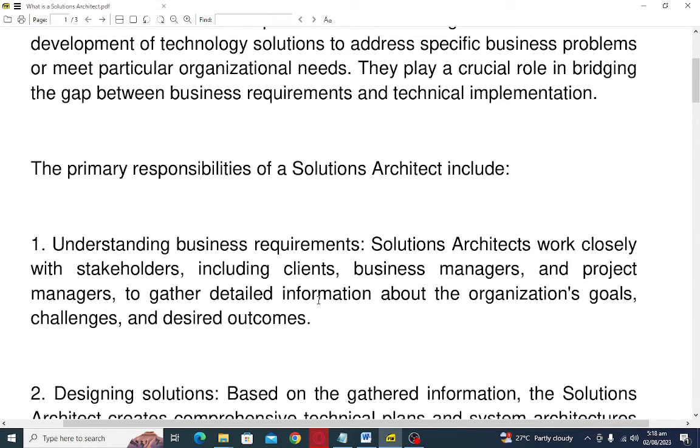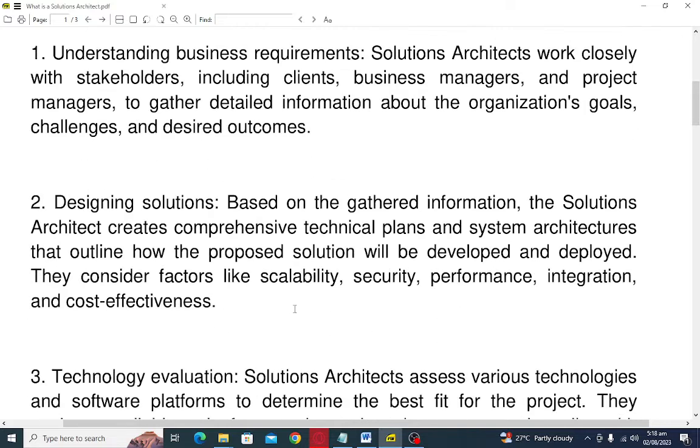The primary responsibilities of a solutions architect include: number one, understanding business requirements. Solutions architects work closely with stakeholders, including clients, business managers, and project managers, to gather detailed information about organizations' goals, challenges, and desired outcomes.